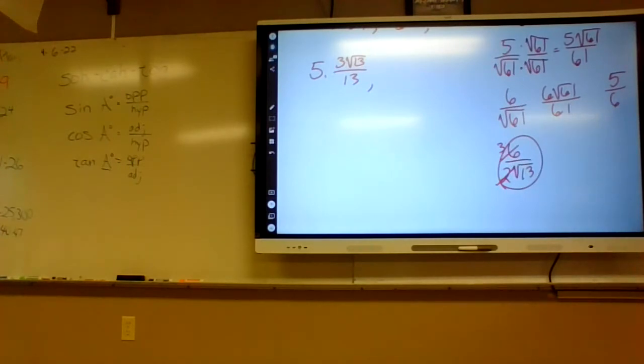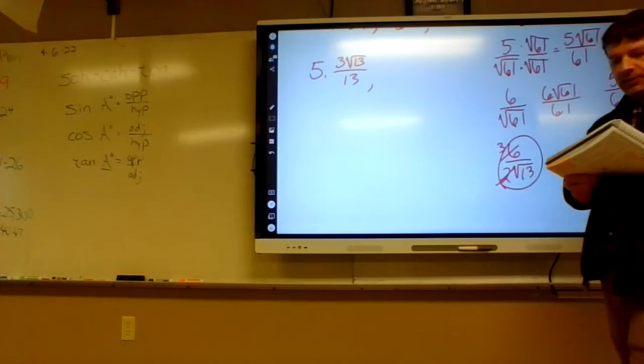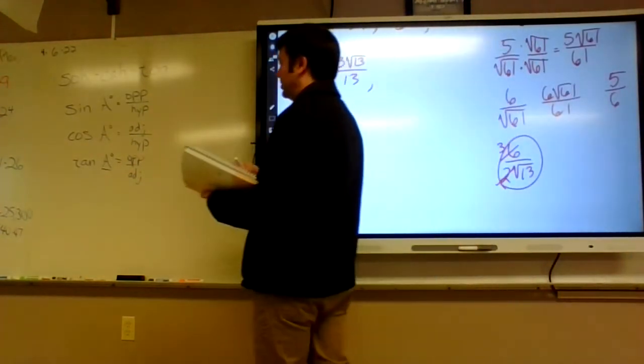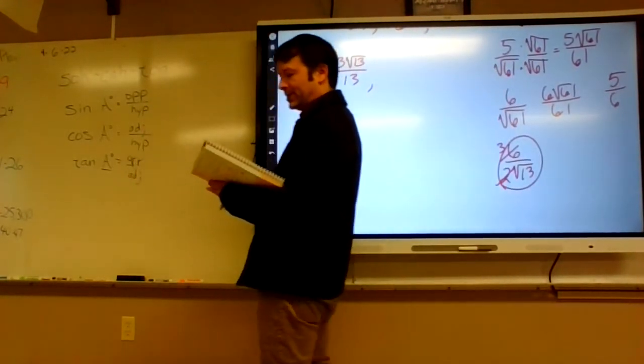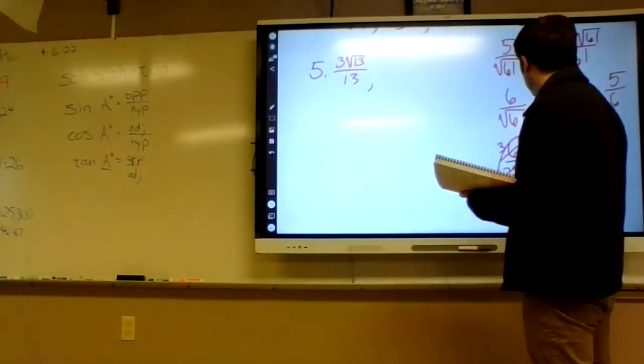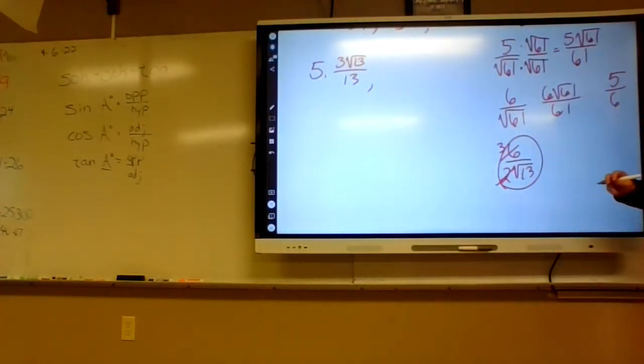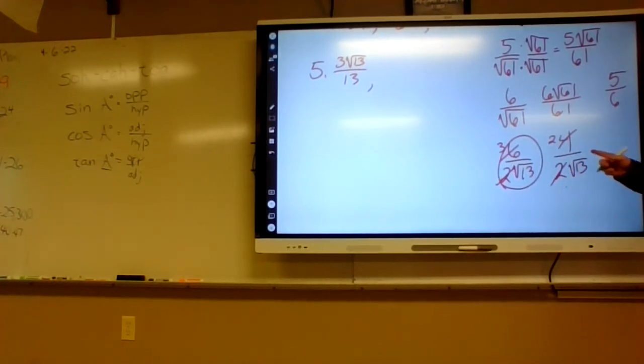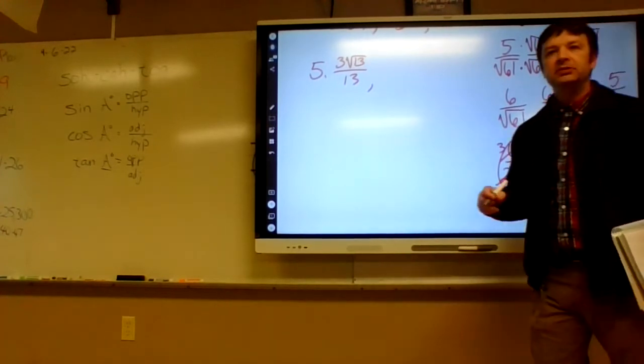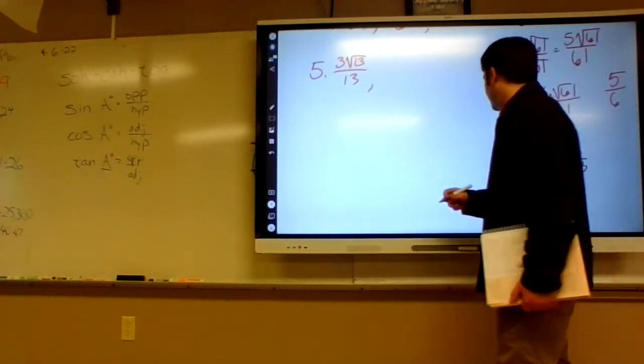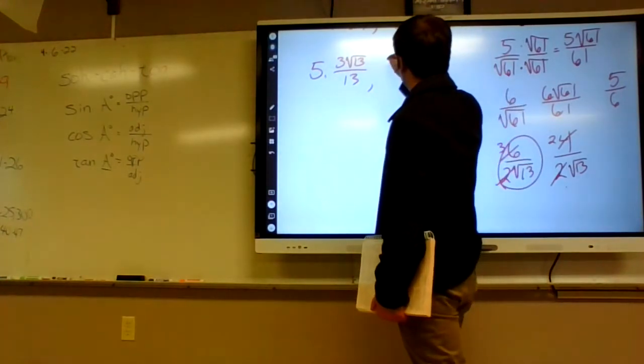Will, you didn't do one, did you? Number 5. No. Okay, so we need cosine of y. So we need adjacent over hypotenuse. What is adjacent to angle y? 4. What's the hypotenuse? 2 square root of 13. So that would end up being 4 over 2 square root of 13. 4 and 2 reduce to 2. Multiply by square root of 13 on top and bottom. So we get 2 square root of 13 over 13.